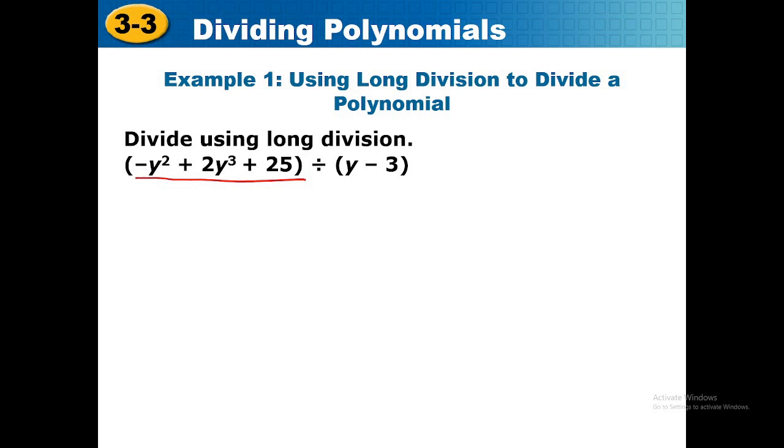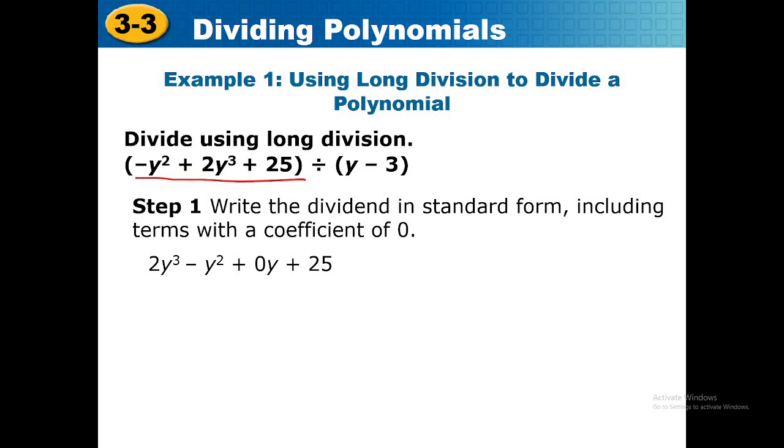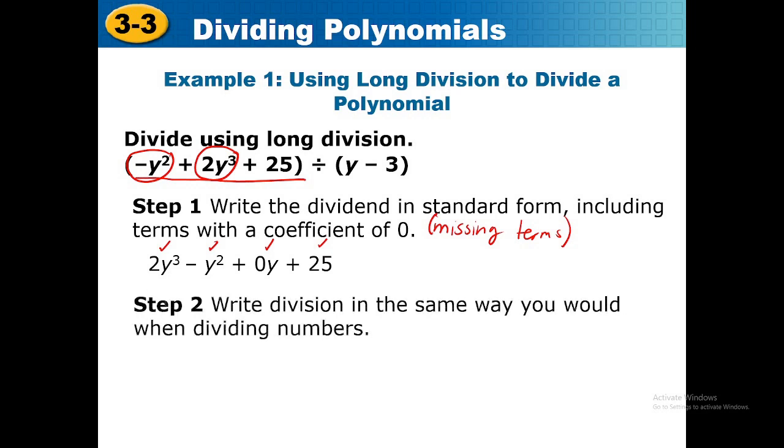So, for that missing term, we will be placing 0. So, I will be writing this one. I will start with the largest exponent, that's 2y cubed, followed by negative y squared. Check. And the missing term, so take note, include the missing terms. Next, the constant term 25. So again, write the dividend in standard form, including terms with coefficient of 0, meaning the missing terms, if there are any.